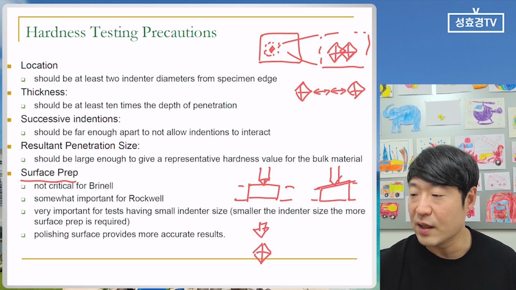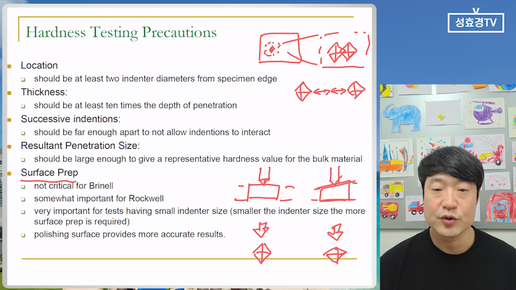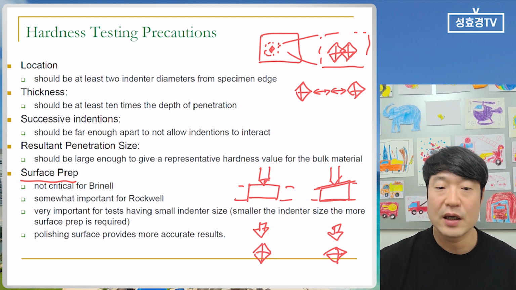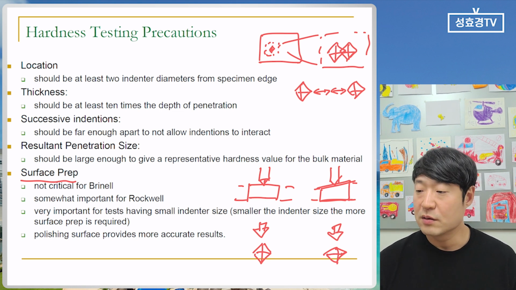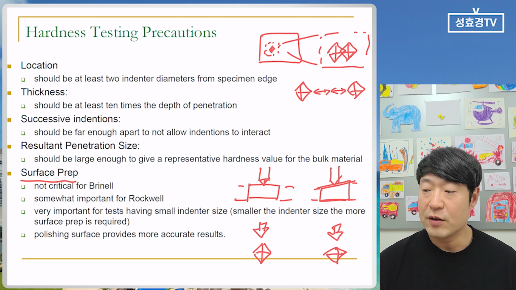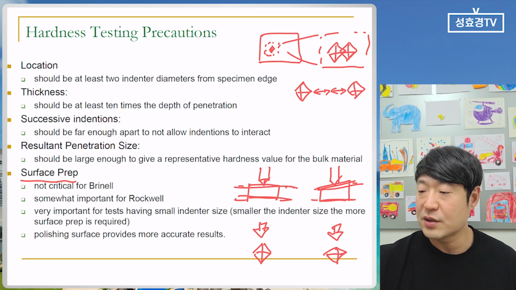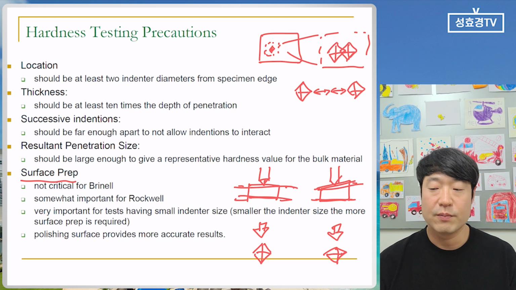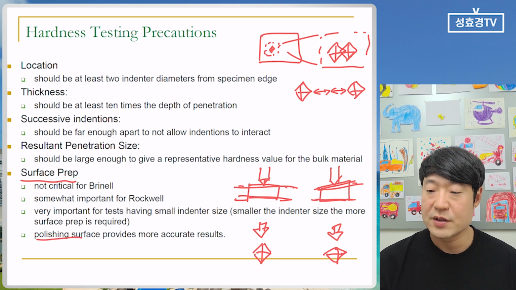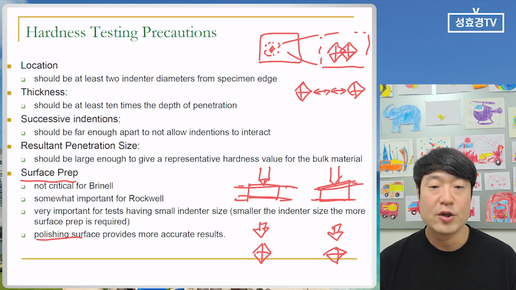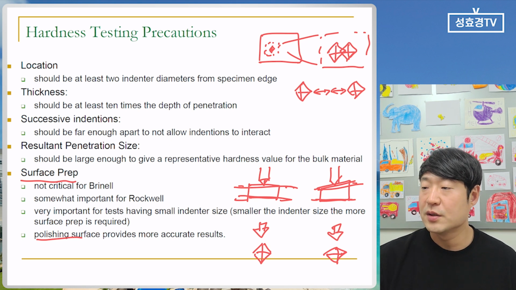If the surface is inclined like that, you can get different morphologies, and in that case the hardness value is different. So you need to care about the surface conditions and angles, and that is very important. Polishing the surface is also very important to measure hardness. These are the very important parts of hardness testing.